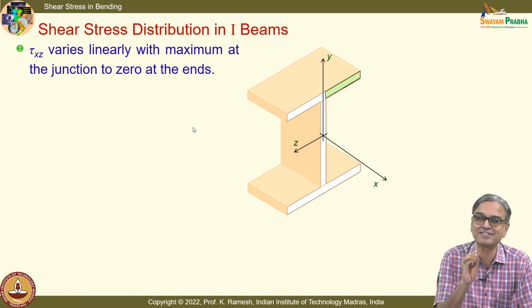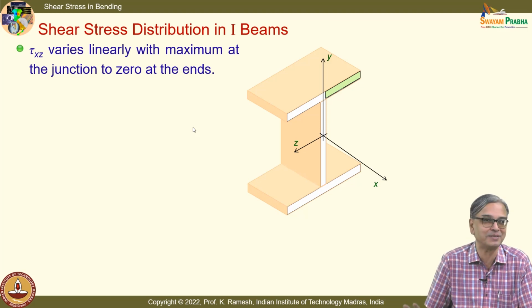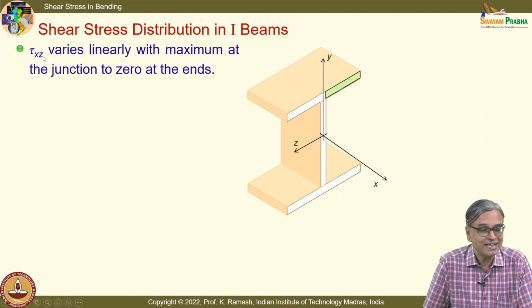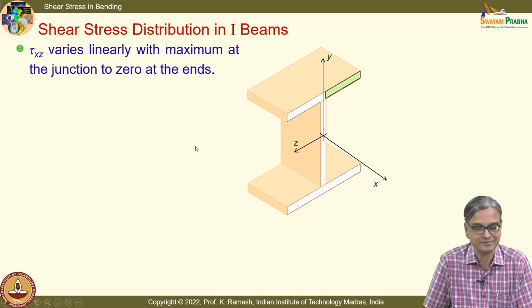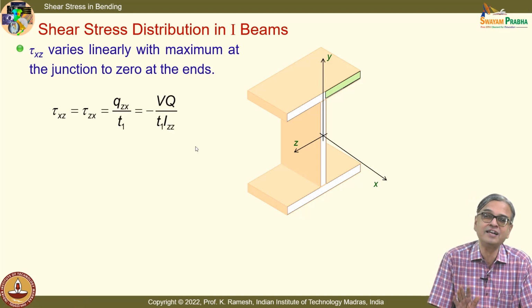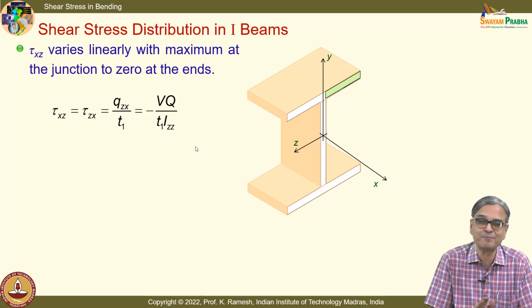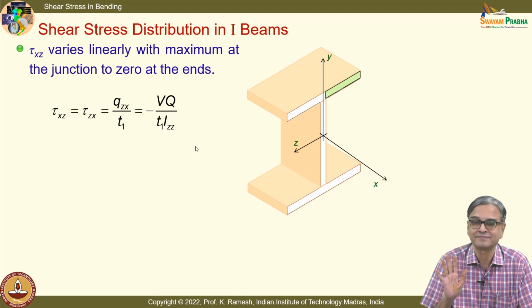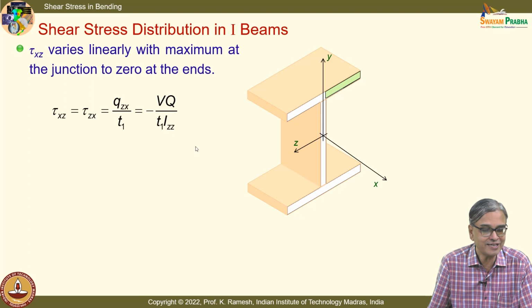Everybody thinks that shear stress varies parabolically. Fine, it varies parabolically in some portion of the beam. You can also have a shear stress component tau xz that varies linearly, with maximum at the junction to 0 at the ends. So it's very interesting. Unless you understand how the equations have to be derived, you cannot use the expressions for shear stress blindly. You have to apply your thinking.